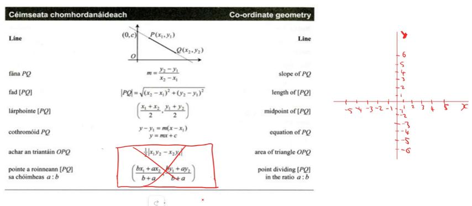Therefore, there's a few left then. In the log tables, the Irish is always on the left hand side, the English is on the right hand side, so we're looking down the right hand side unless we speak Irish. The first formula then is slope, so m is equal to y2 minus y1 over x2 minus x1. That's the slope of a line.